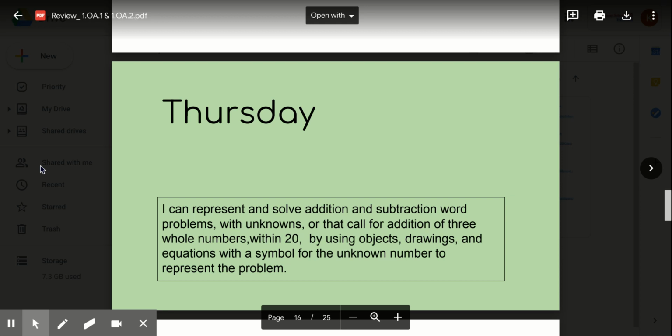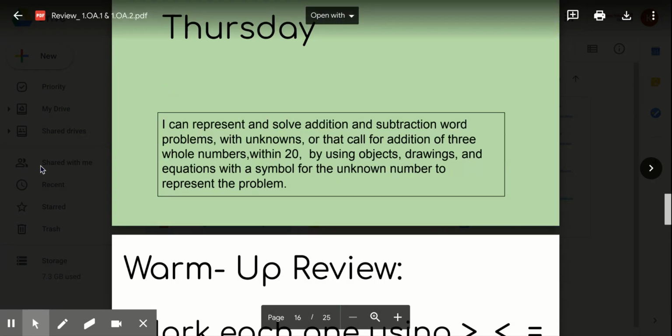We are doing more review today, so we'll start with our I can statement and then get started. I can represent and solve addition and subtraction word problems with unknowns or that call for addition of three whole numbers within 20 by using objects, drawings, and equations with a symbol for the unknown number to represent the problem.